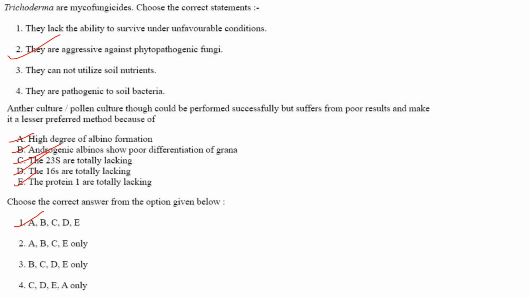So what are the disadvantages of anther culture and pollen culture? High degree of albino formation. Yes. Androgenic albinos show poor differentiation of grana. Yes. The 23S are totally lacking. Yes. The 16S are totally lacking. Yes. The protein 1 are totally lacking. Yes. So A, B, C, D, E, answer is option 1.